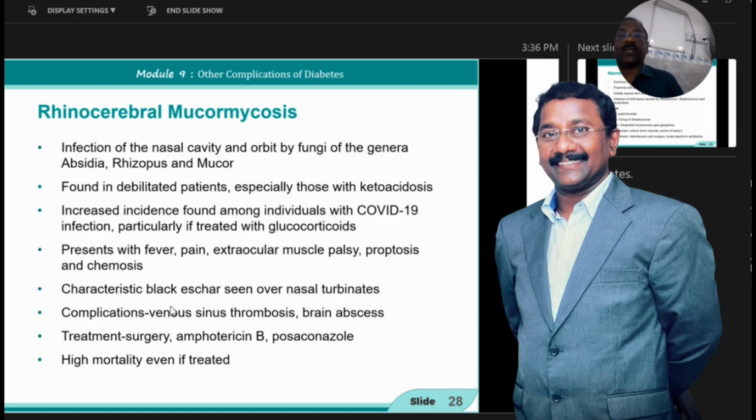Presents with fever, pain, extraocular muscle palsy, proptosis and chemosis. Black eschar seen over the nasal turbinate is a characteristic feature. Venous sinus thrombosis and brain abscess are the common complications. Surgery, amphotericin B and posaconazole, so the antifungal agents are the treatment of choice. And high mortality even if treated.